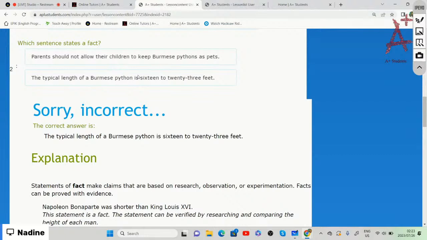The first option, which is parents should not allow their children to keep Burmese pythons as pets, is basically someone's opinion, right? It is someone's opinion because you might say people should not have pythons or dogs or forms of animals within their household in front of their kids, right? But sometimes these animals or pets can be the safest forms of animals.